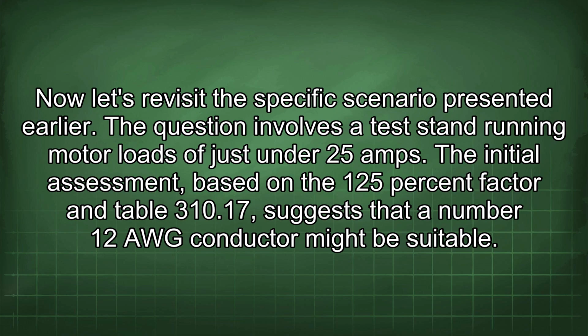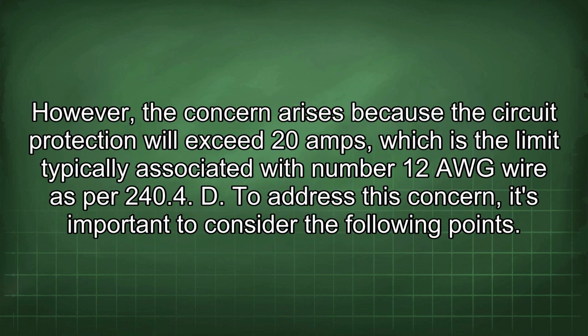Now let's revisit the specific scenario presented earlier. The question involves a test stand running motor loads of just under 25 amps. The initial assessment, based on the 125% factor and Table 310.17, suggests that a number 12 AWG conductor might be suitable. However, a concern arises because the circuit protection will exceed 20 amps, which is the limit typically associated with number 12 AWG wire as per 240.4.